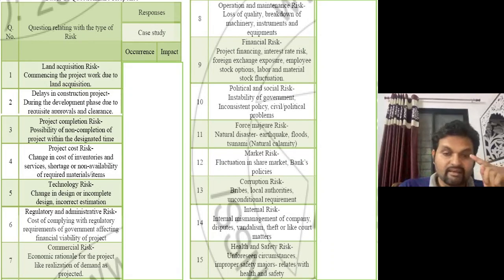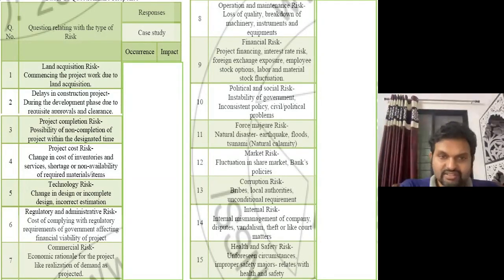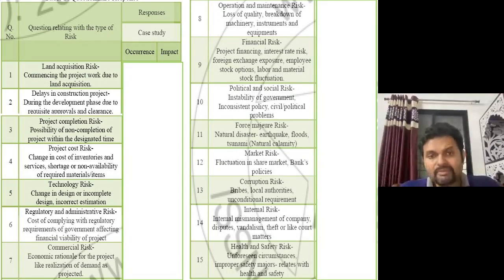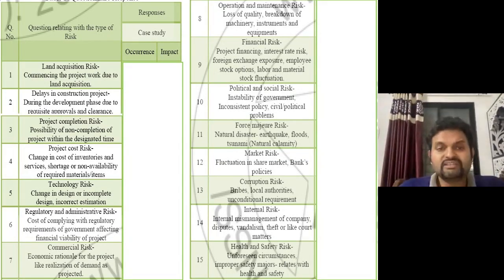Next, we have already seen the probability of occurrence and the probability of the impact of the same, so I'm just going to write down the number. For example, just take the case of the first element, the land acquisition risk, and commencing the project work due to the land acquisition. Now, in this particular project, tell me, what is the probability of occurrence of this land acquisition risk?